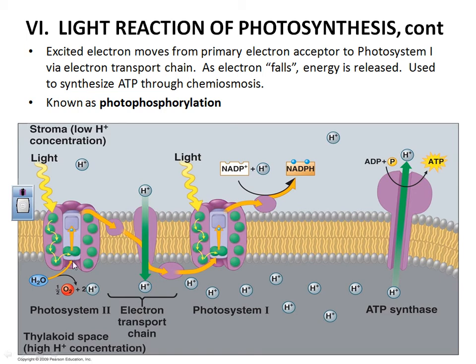At the same time, what's going to happen next is we've got water. This is one of the reactants of the light reactions. So an enzyme, because we have lots of enzymes that help out with this, is going to catalyze the splitting of water. When we split water, we're going to get 2 electrons.